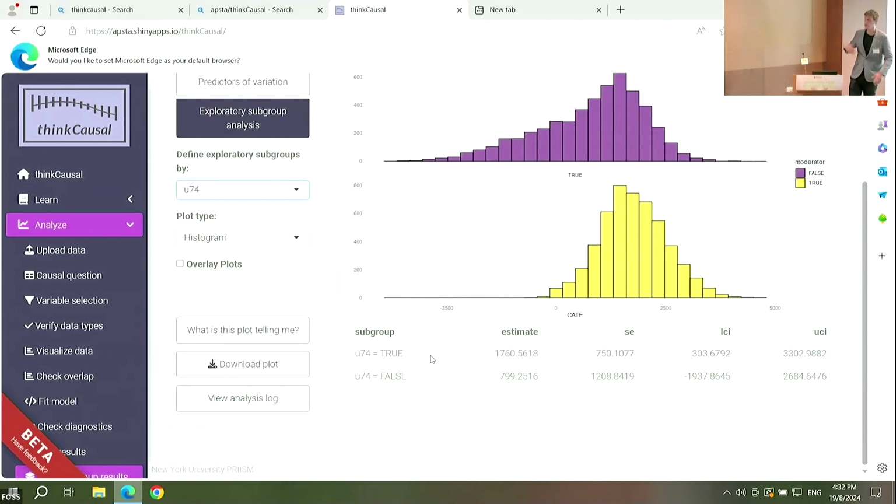If you're unemployed in 1974, the average treatment effect for you was about $1,760, and if you're not unemployed, it was only $800. So it's almost twice the effect for folks who were unemployed before. And so that's basically what an example analysis would look like using the software.